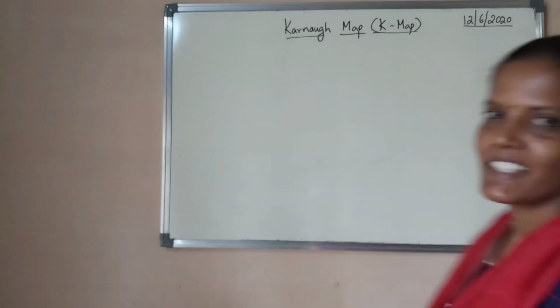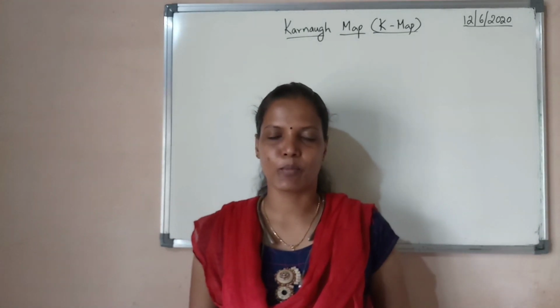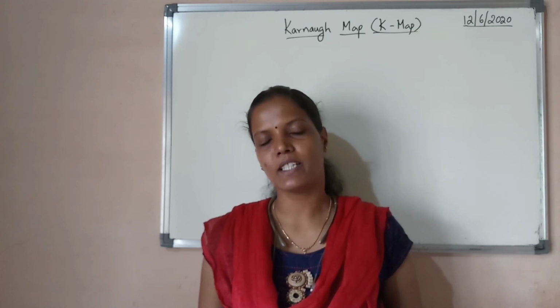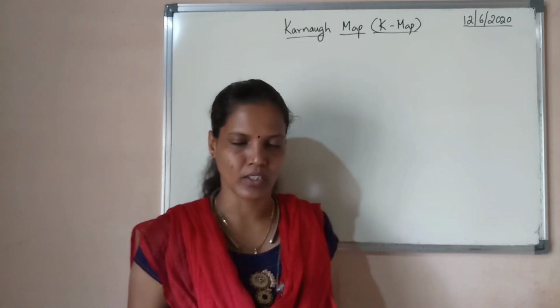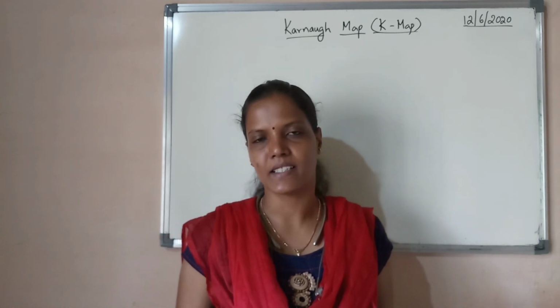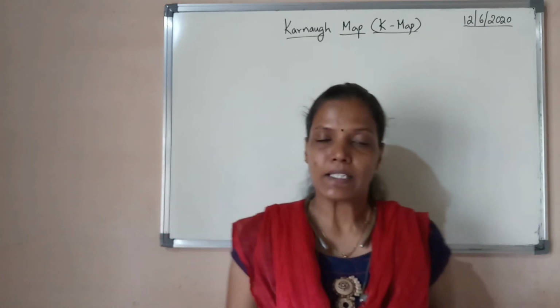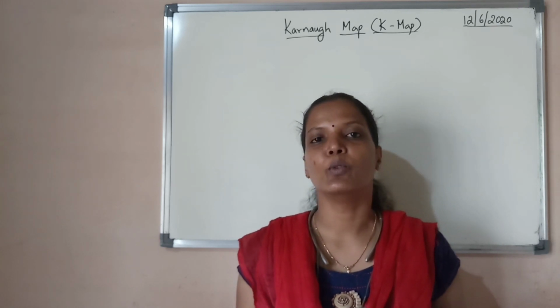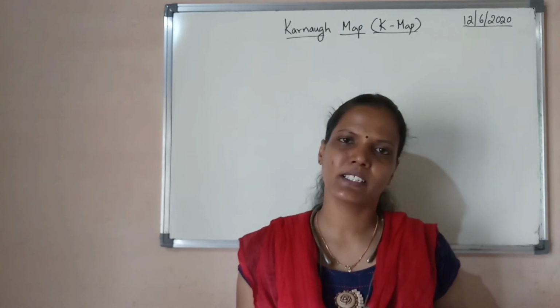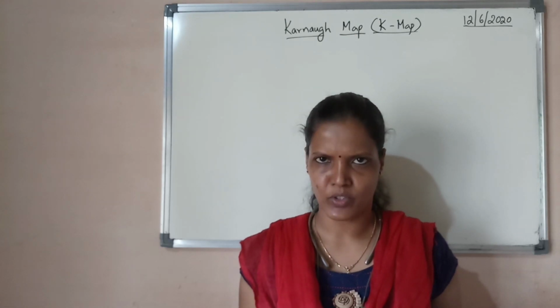Hello everyone. In today's video, we are going to study the Karnaugh map, which is also called the K-map in short. So what is this K-map? Where are we going to use this? That we are going to study completely in this particular video. The K-map is nothing but a graphical method of simplifying a Boolean expression. So what does this graphical method of simplifying the Boolean expression mean?